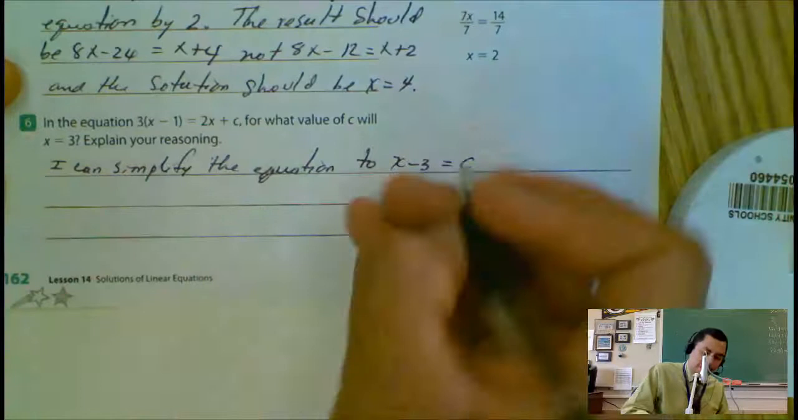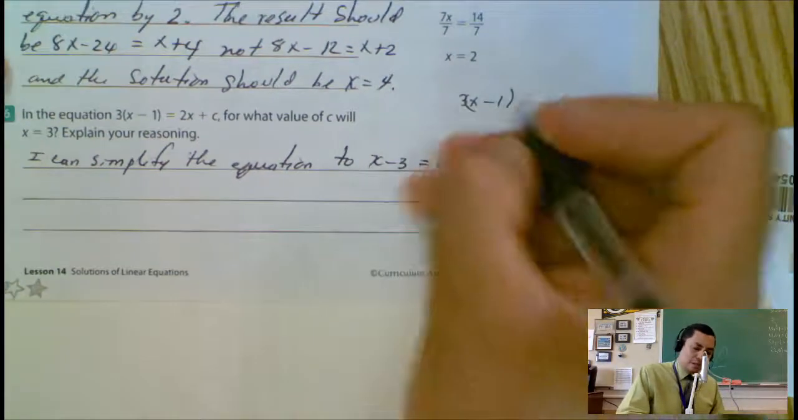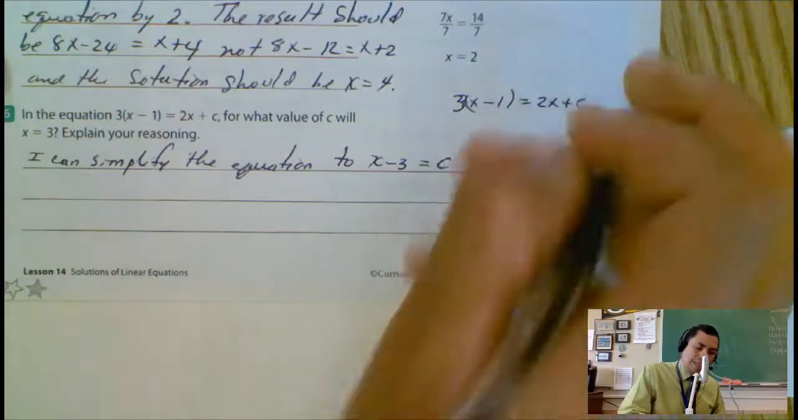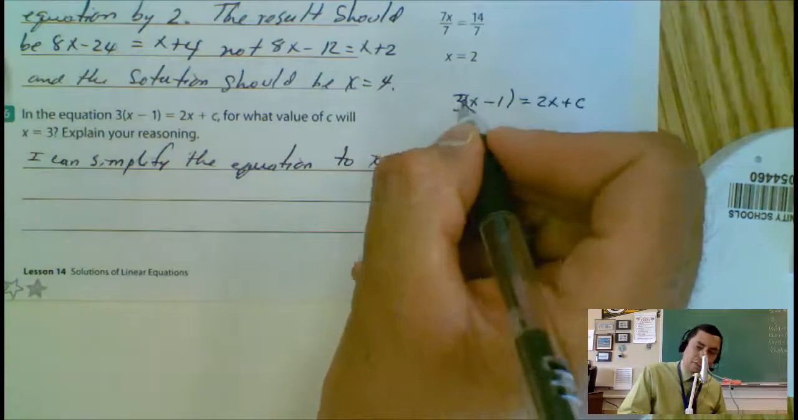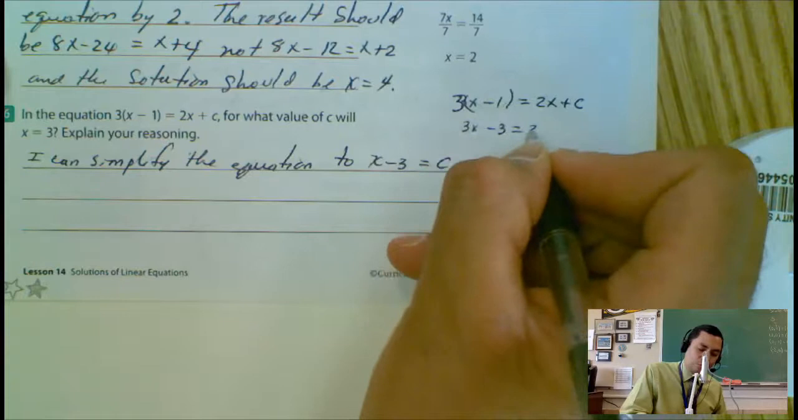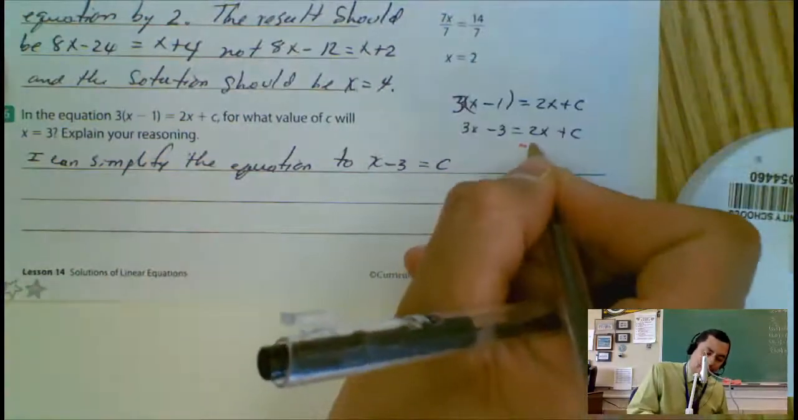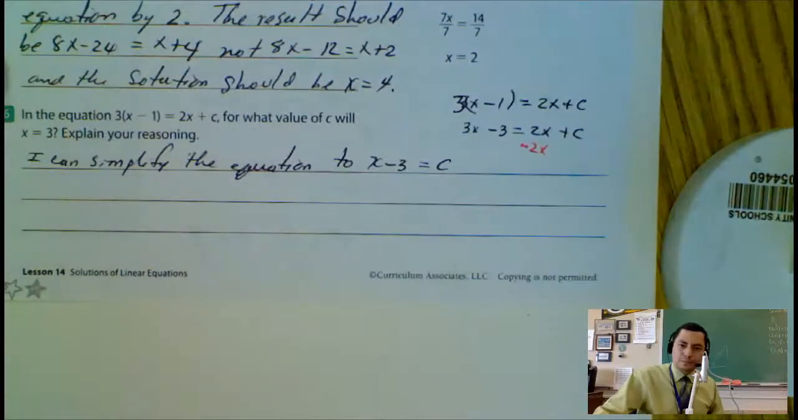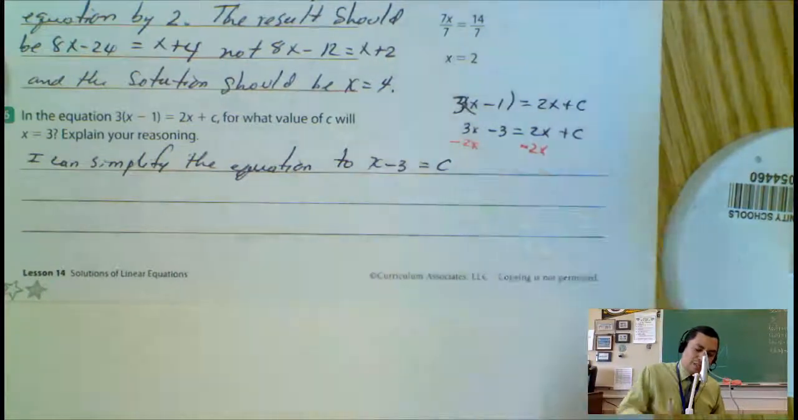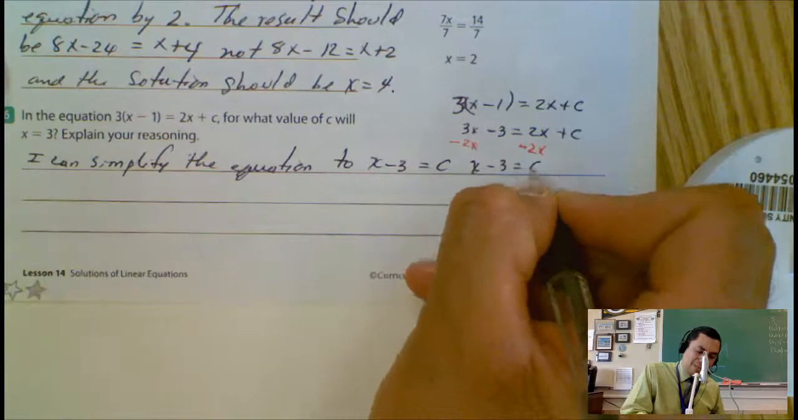So in this case, for example, look at this one. 3(x minus 1), equals 2x plus c. Let me simplify all, apply the distributive property. 3 times x is 3x. 3 times 1 is negative 3, equals 2x plus c. Now let me get rid of this 2x. So minus 2x. So I have 3x minus 2x is x minus 3 equals c.